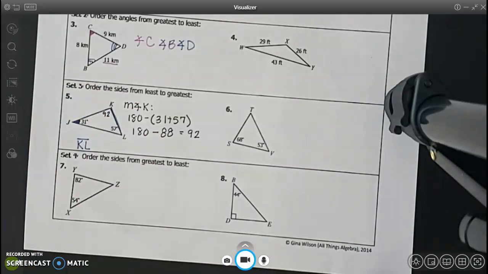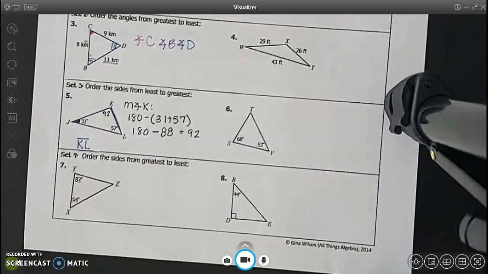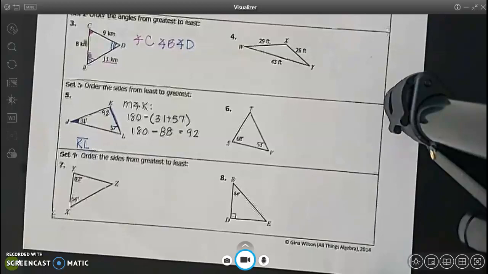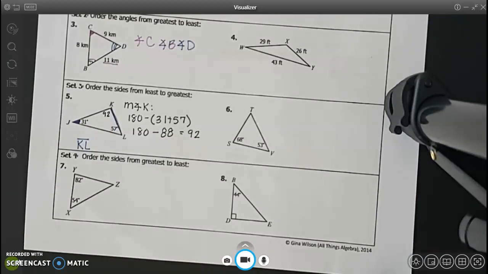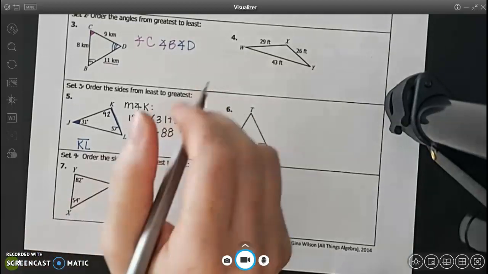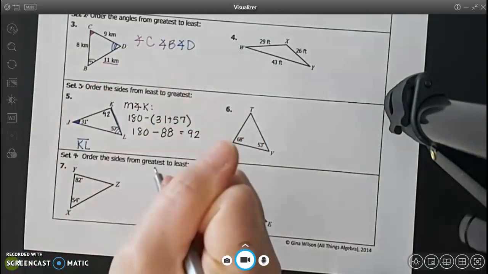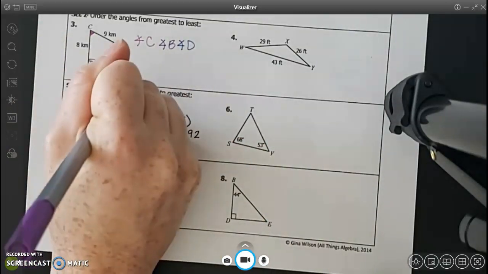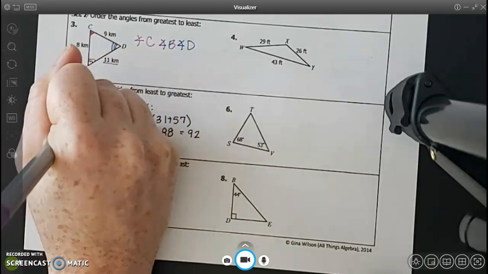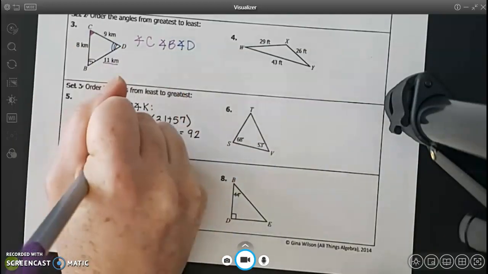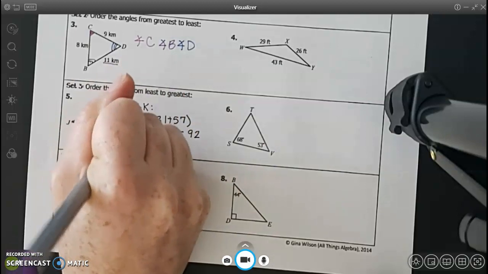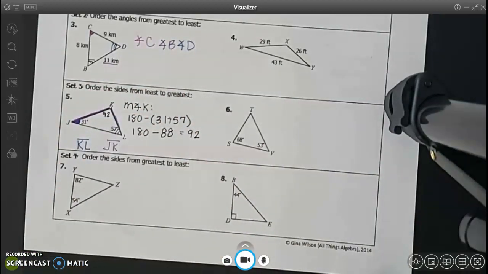Okay, and then I look for my next smallest angle, or my angle in the middle, which is 57. And that's angle L. So I know that the side opposite of angle L is my next longest side, so JK. And then lastly, my largest side is going to be opposite my largest angle. I know angle K is my largest angle here. That means that the longest side is going to be opposite of that, which is JL.